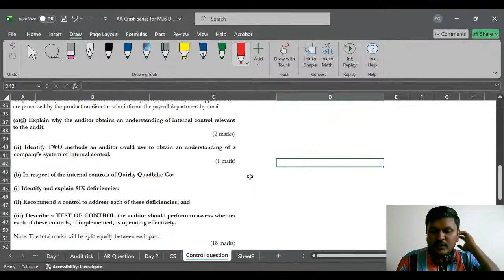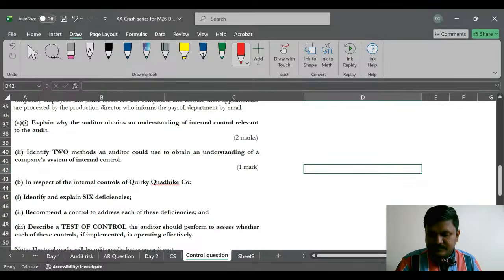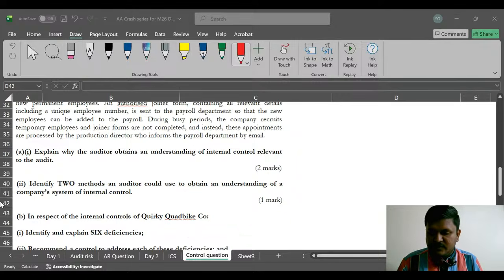Requirement A, which is worth 2 plus 1, 3 marks. Is it readable for you or should I zoom in a little bit, guys? I believe I need to zoom in a little bit. So let's zoom in. Okay, now the question will be a little bit more visible.